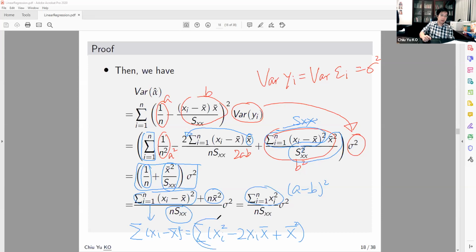And what happened to the rest of this? This all cancels out. Why? Because this guy you sum up, right? So this is n x bar square, and this is 2 because summing all up, it will be n x bar square negative 2n x bar square. This and this cancel out.